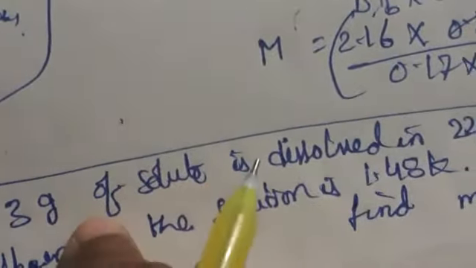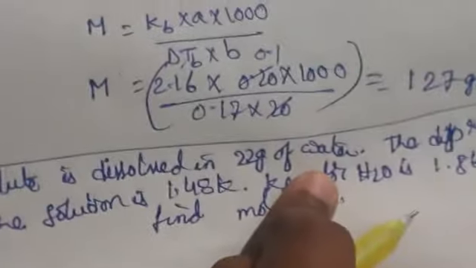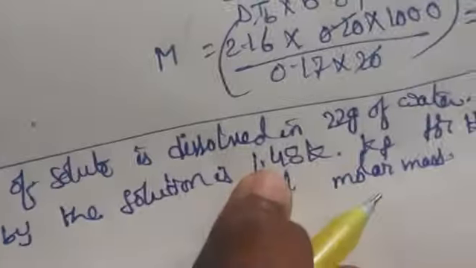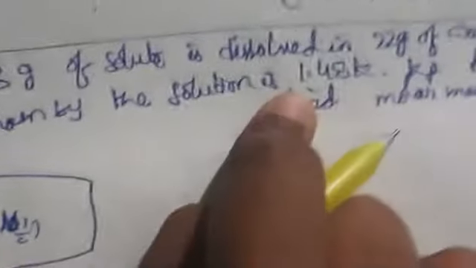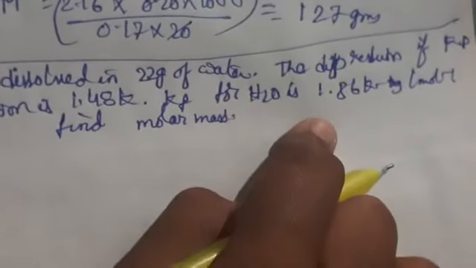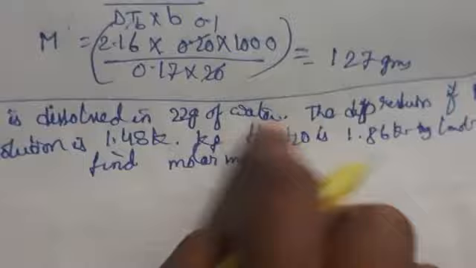See here what he has given: 3 grams of solute, the A value, and also the B value. The depression in freezing point, delta Tf, he has given as 1.45. The Kf value he has given as 1.0. Again he told us to calculate the molar mass, and we are going to get the same formula.